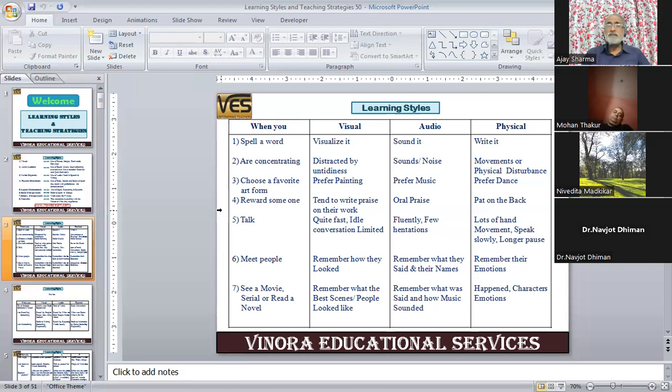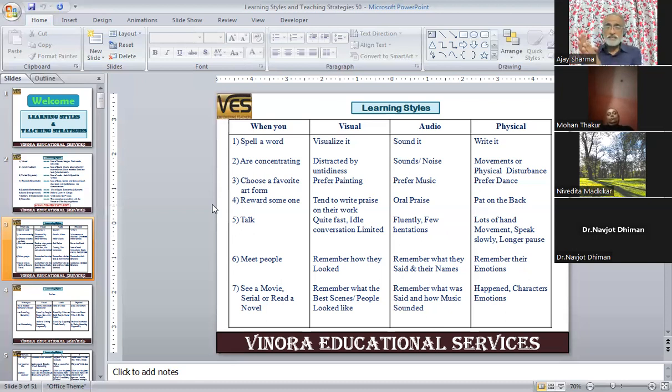Now, audio type of learners, or auditory learners, will learn these things only when they are given a chance to speak. If you just say A, they will immediately speak it out: aeroplane, alligator, apple, arrow, aircraft, airport. A number of things will come out, but only if you give them a chance to speak. If they are not given a chance to speak, there will be no response. If you just ask them to write on the board, they will not be able to write the right spelling.